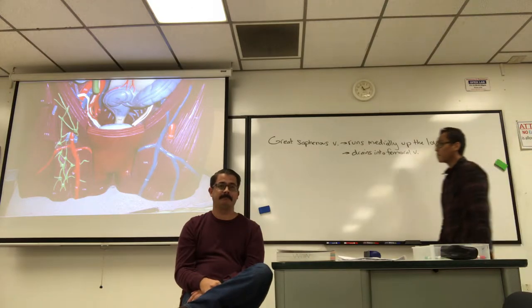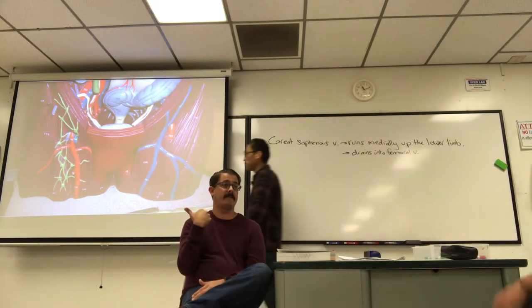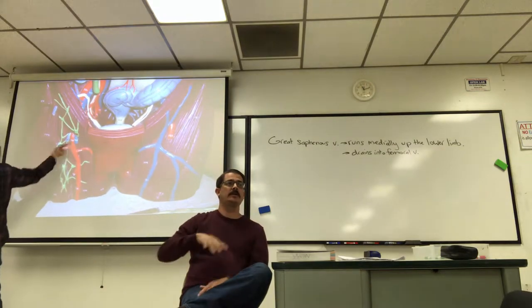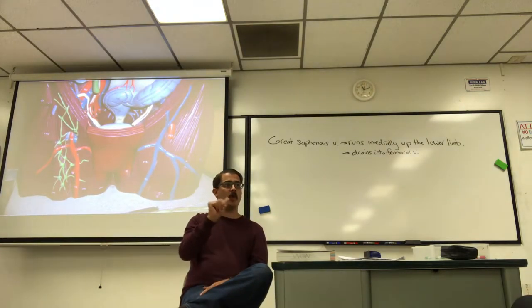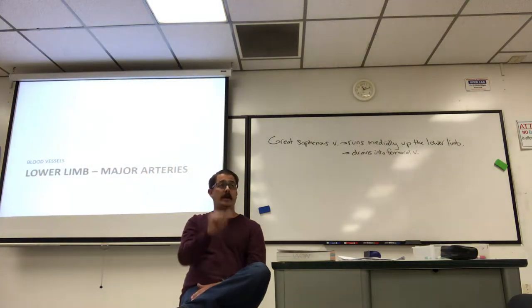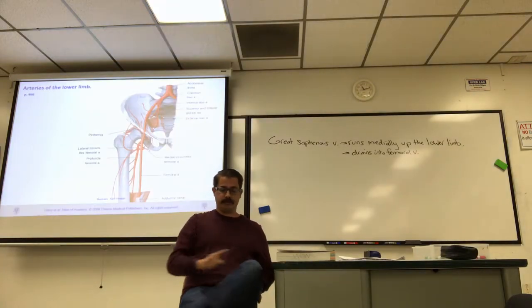There's a model we have. This is the Nystrom model in the back. It does show this region here. Femoral nerve, artery, and vein right there. Let's focus on the arteries, and let's follow the femoral vein and femoral artery down the front of the thigh region. Use this picture to do it.